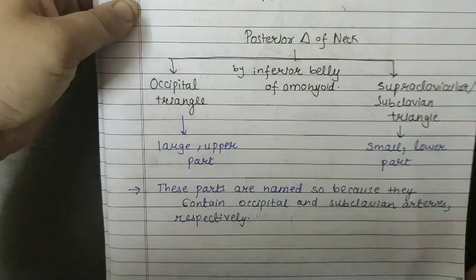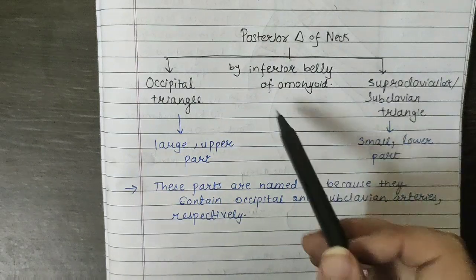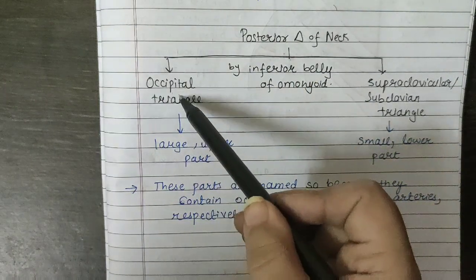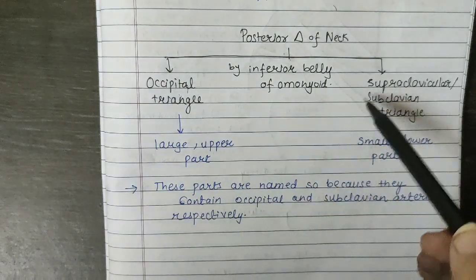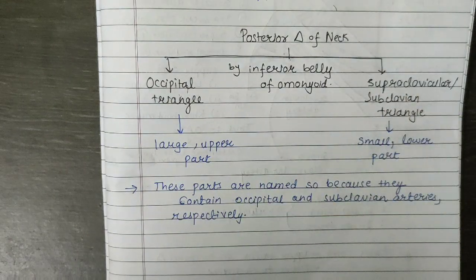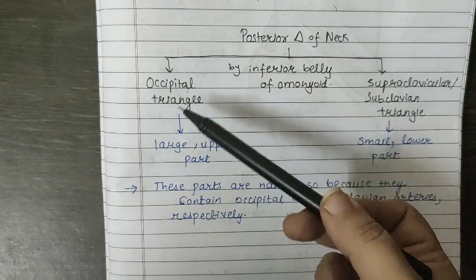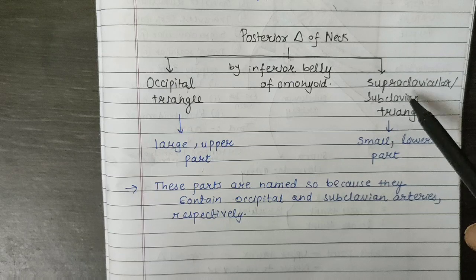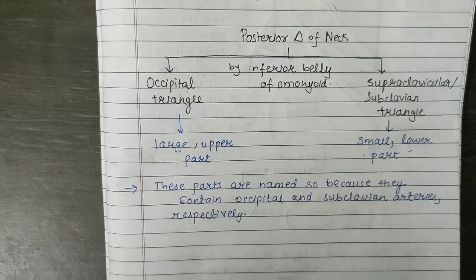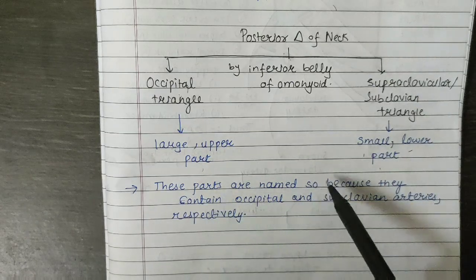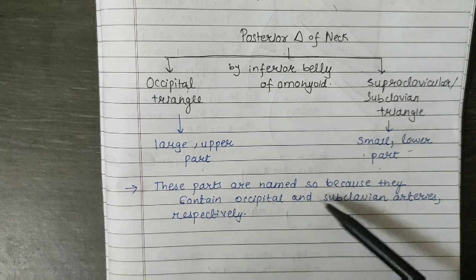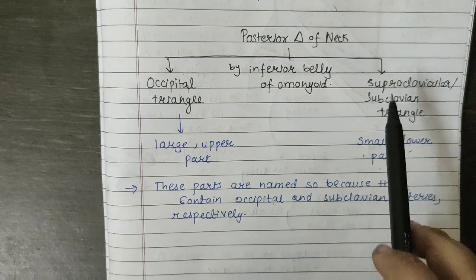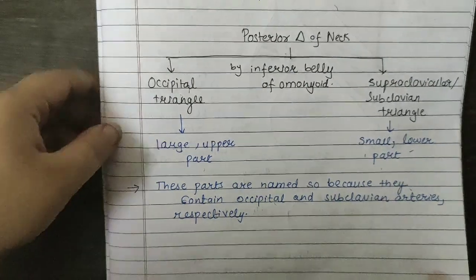Now the posterior triangle is divided into two triangles by the inferior belly of omohyoid muscle. It is divided into two triangles. Number one is occipital triangle and number two is supraclavicular or subclavian triangle. Now the occipital triangle is the large and upper part of the posterior triangle and the subclavian is the small and lower part of the posterior triangle. These parts are named so because they contain occipital and subclavian arteries respectively. So occipital triangle has the occipital artery and subclavian triangle has the subclavian artery.